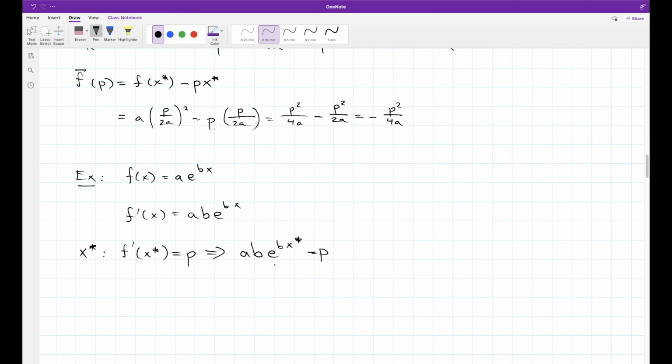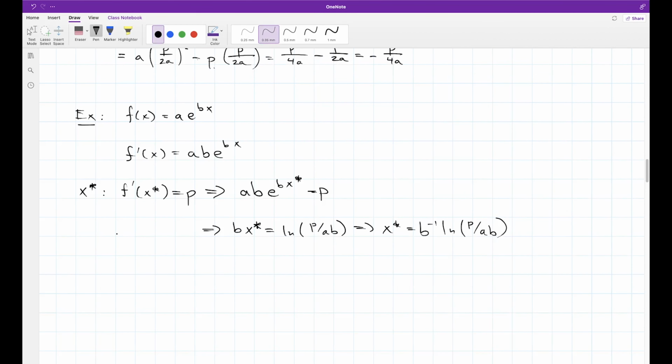So we're going to need to start moving some things around. We'll get e to the bx star is equal to p over ab, and then we need to take the log. So log p over ab. And finally, we get that x star is equal to b inverse log of p over ab.